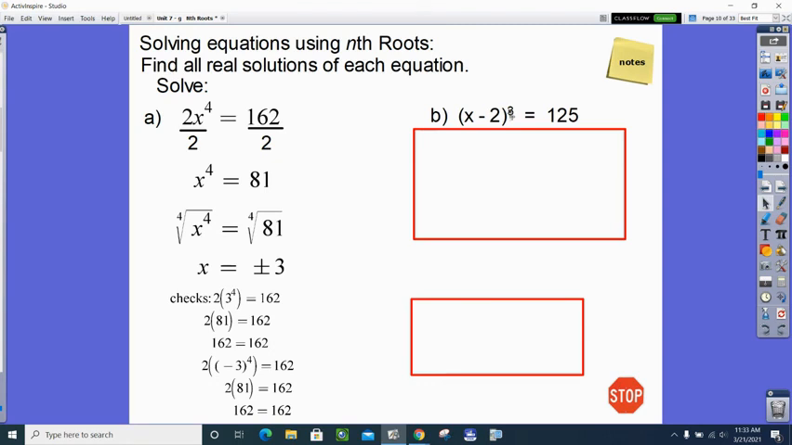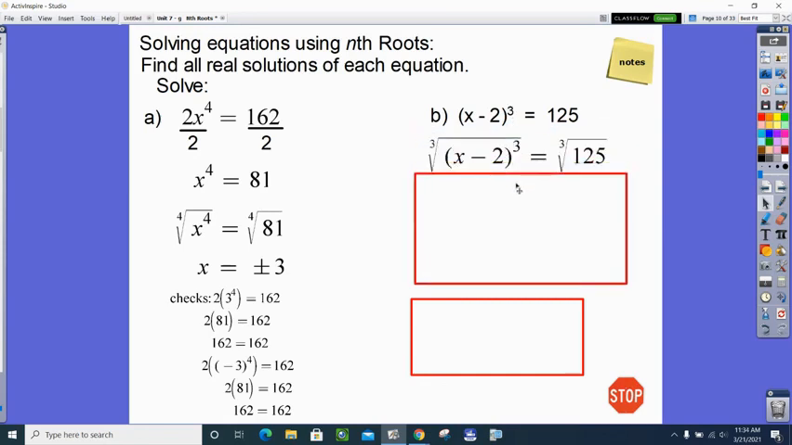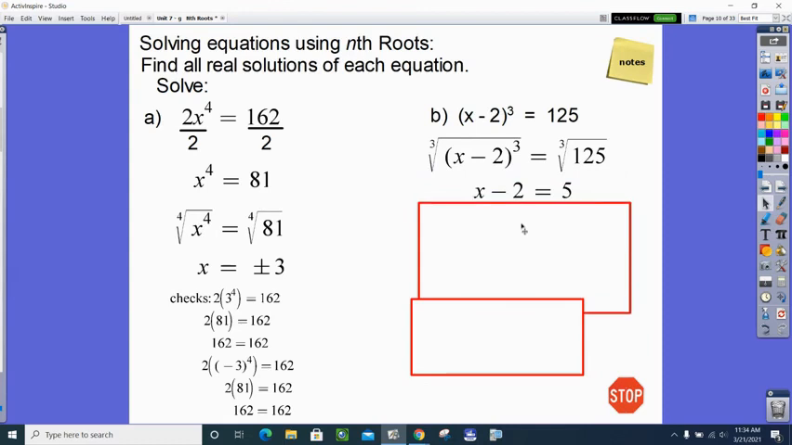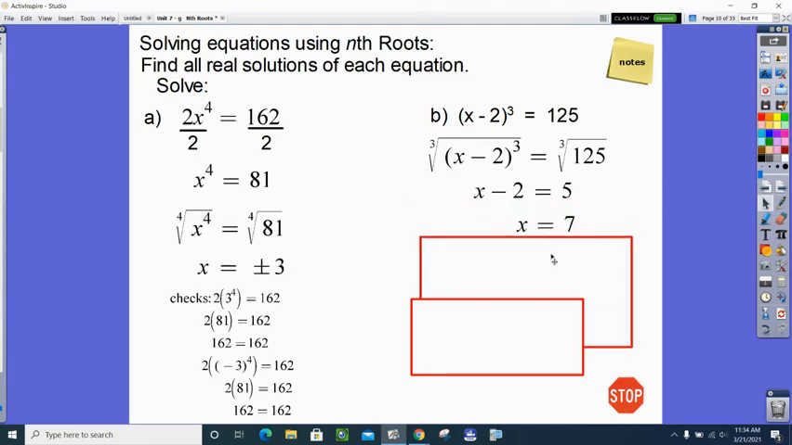So the first thing I said was, how do I get rid of this exponent of 3? And what I would have done is taken the third root of both sides. The cube root and the exponent of 3 are going to cancel each other out, and I'm going to get x minus 2. And the cube root of 125, odd root of a positive number, you're going to get one answer. 5 times 5 times 5 gives you 125. And look at, guys, we're at a wicked easy one-step equation. We're going to add 2 to both sides, and we get the answer x equals 7.